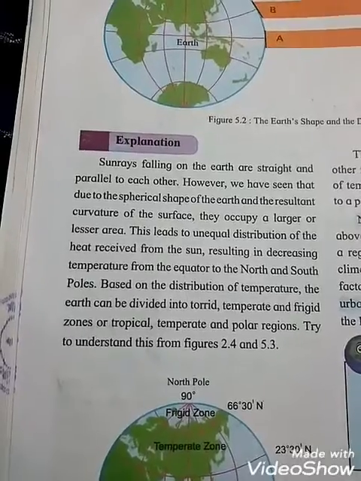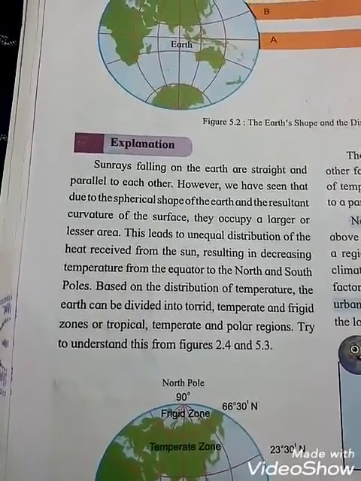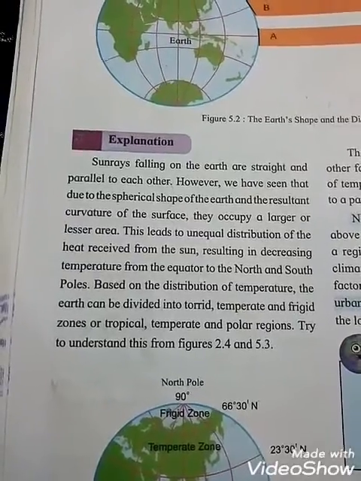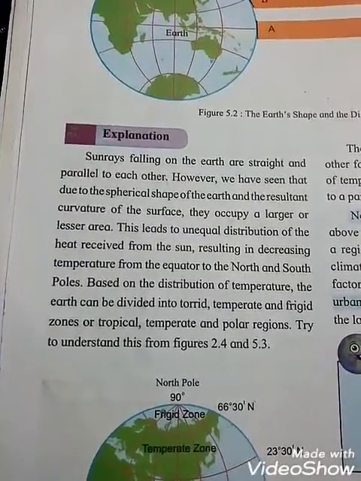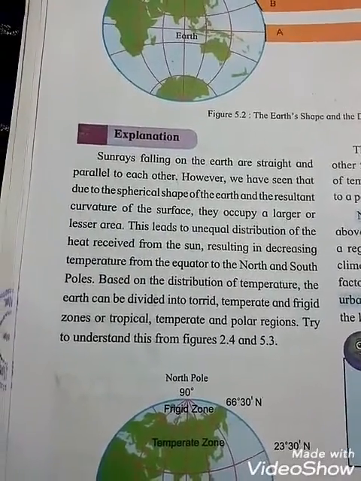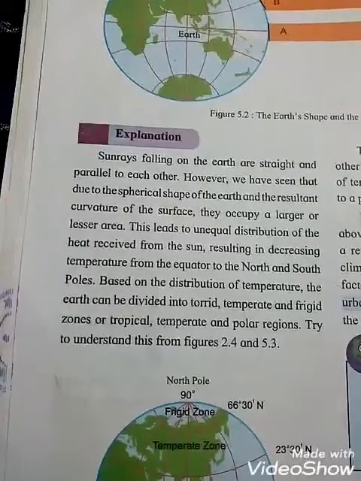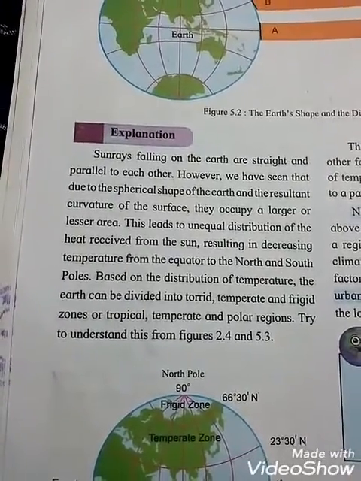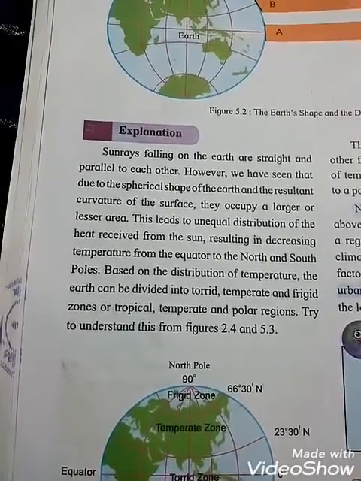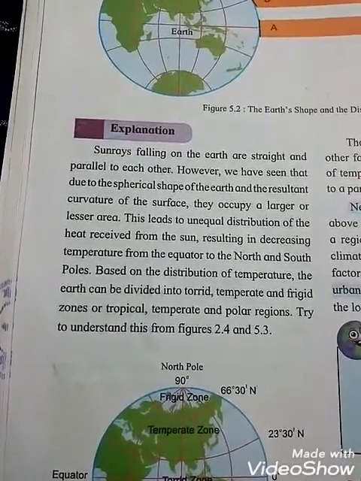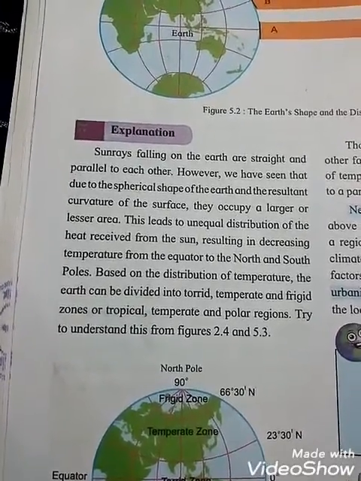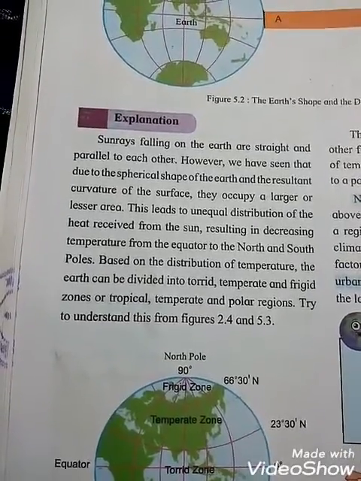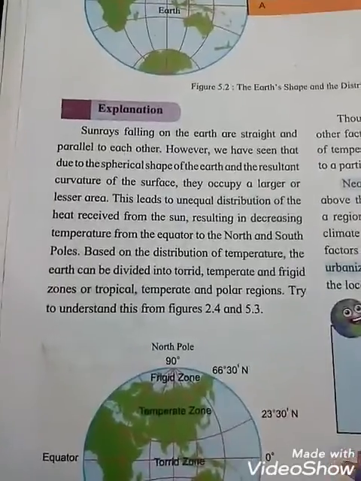And because of that, what will be the result, students? It is decreasing temperature from the equator to the north and south poles. That means the equator will be hottest, and afterward it starts decreasing. Okay, based on the distribution of temperature, the earth can be divided into torrid, temperate and frigid zones, or tropical, temperate and polar regions.